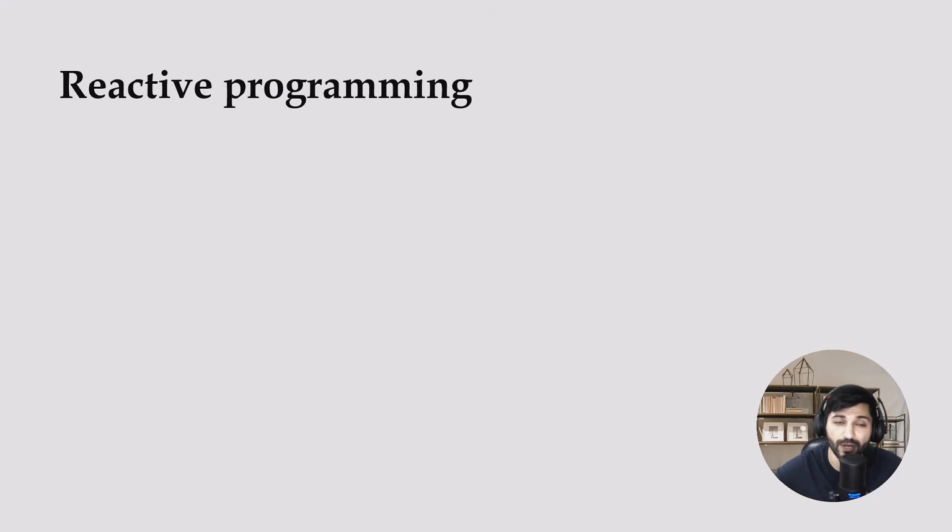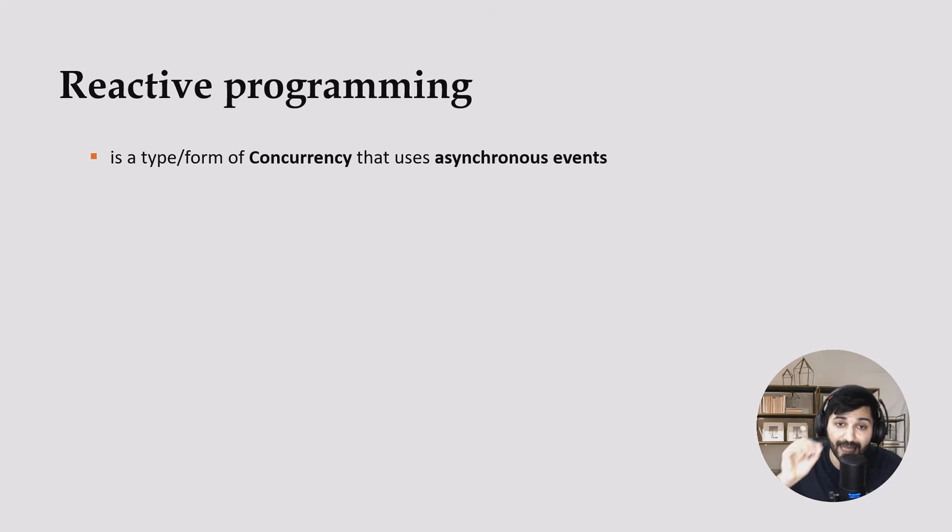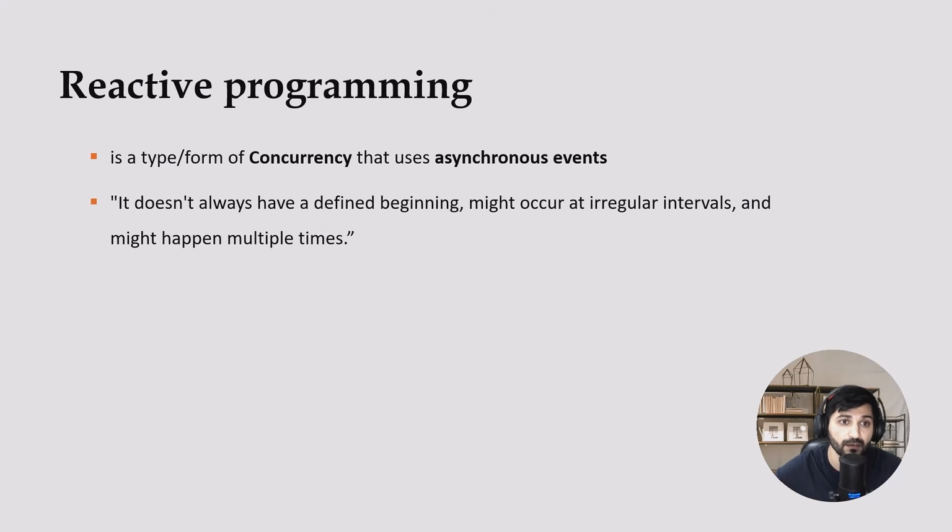Okay, but how about reactive programming? Reactive programming is also a form of concurrency, but it uses asynchronous events. In asynchronous programming, we are using asynchronous operations. We have callbacks, futures, promises. Together they are called asynchronous operations. But in reactive programming, we have asynchronous events. It doesn't always have a defined beginning, might occur at irregular intervals, and might happen multiple times. This is how reactive programming works.